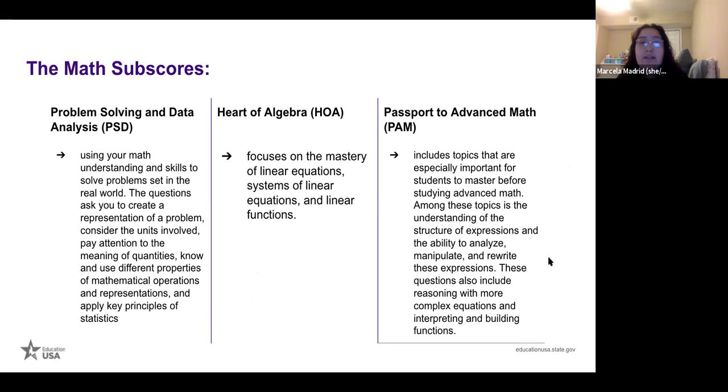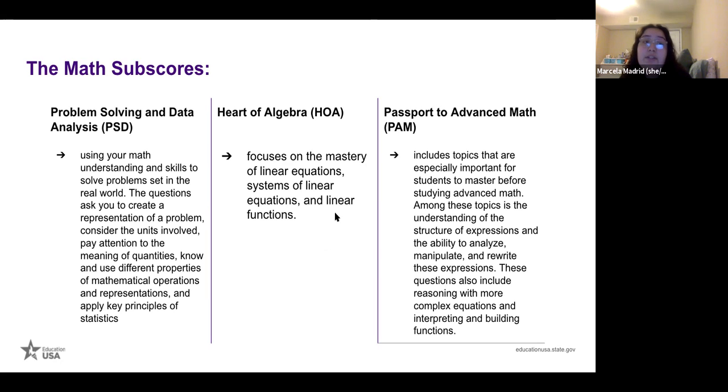And here are the 3 math subscores. The last one, which was additional topics, is just additional topics in math, so there doesn't need to be an explanation for those. But for these 3, these are the ones we did email you if you took the mock test during our first session. And the first one is problem solving and data analysis.